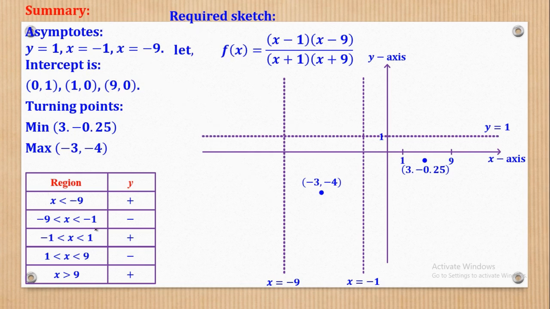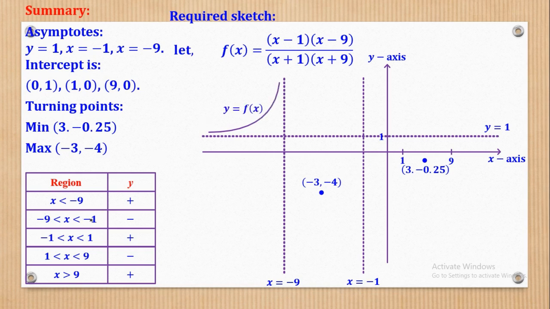Now next is to use this table. For the region less than negative 9, y is positive, meaning it is above the x-axis. What does that mean? It means that the curve will be in this form because it shouldn't touch these asymptotes. So let's come and draw that curve.